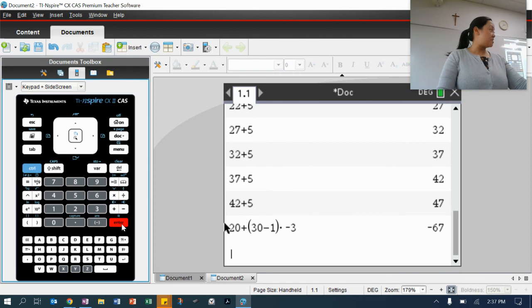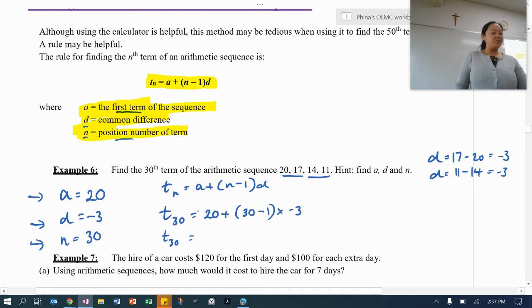Okay, so -67. So the 30th term in this is -67. That's it. Okay, so I'll say it again. So you've got this formula over here. You need to find the first term, common difference, and the position number. If you can start by writing out what they are. So write what A is, what D is, and what N is. Substitute it all into the formula. That'll give you the 30th term or whatever term they ask you for. Okay? All right, I'm going to stop there.